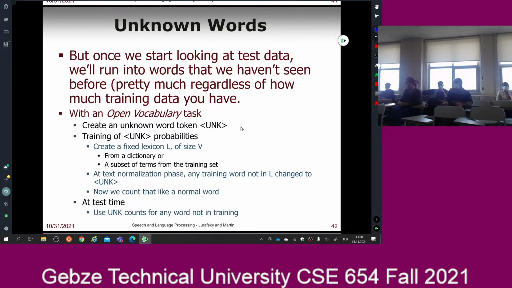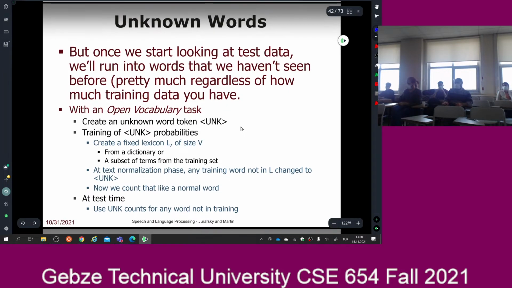For the unknown words, you don't count them as separate words. What you do is you put these kinds of words in a separate class called unknown, okay? You count the number of unknown words, okay? Whenever you see a new unknown word, you get its probability by calculating the probability of this word, okay? So you consider them as a new class of words.